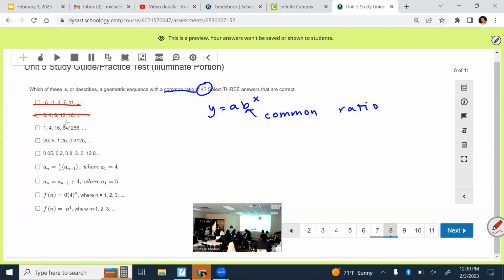Table 3, look at the third one. Can I multiply 1 by 4 to get 4? Yes. Can I multiply 4 by 4 to get 16? Yes. 16 by 4 to get 64? Yes. 64 by 4 to get 256? Yes. So then I want to pick that one. You do also want to make sure the pattern is consistent throughout. That's why I put that. All right, so that one looks good.